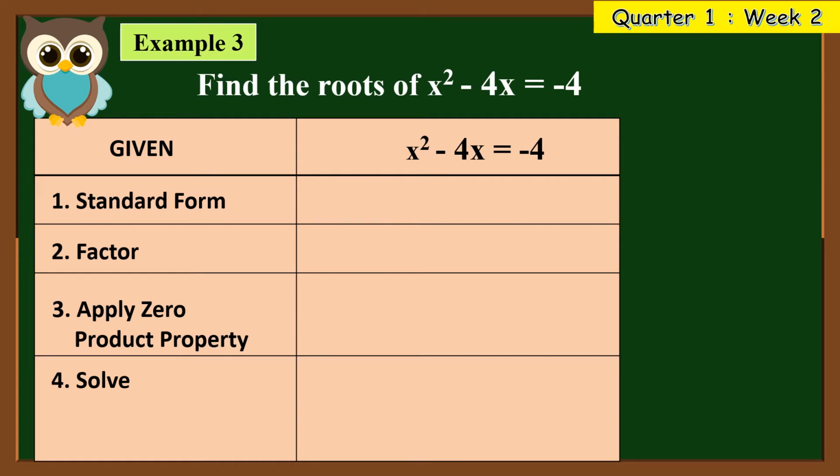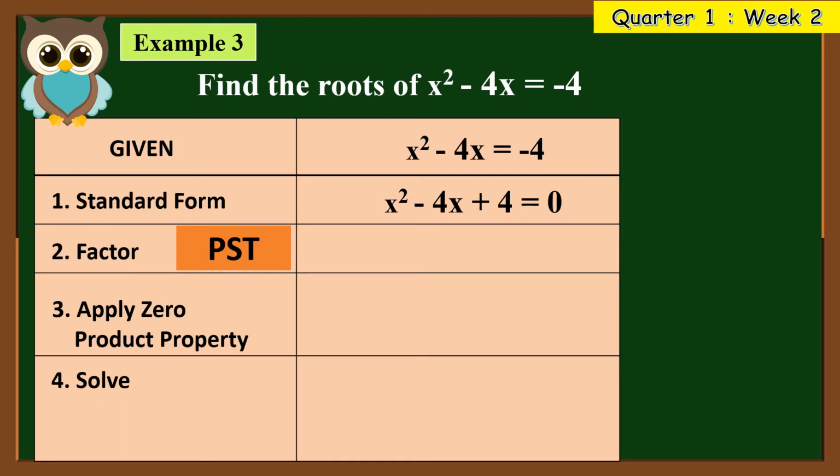To the right, we have to move negative 4 to the other side of our equation. From negative 4, if we are going to move it to the other side, this will now become positive 4. So the standard form of the given quadratic equation now will be x squared minus 4x plus 4 is equal to 0. And for the second step, we have now to factor it out by PST, or what we call the perfect square trinomial.